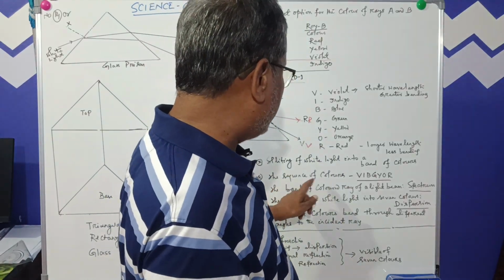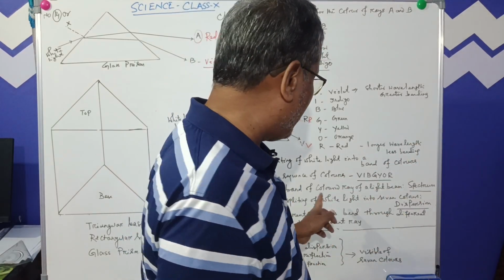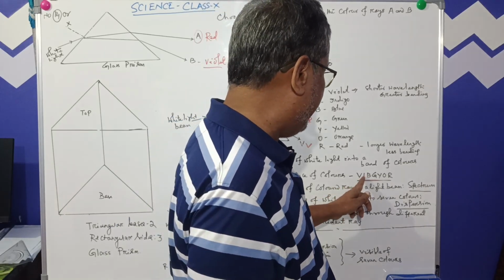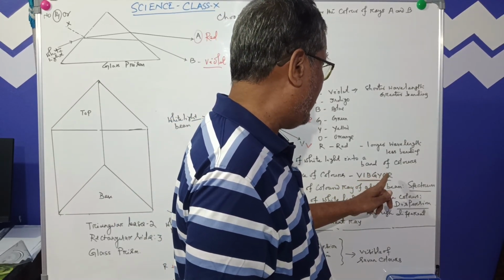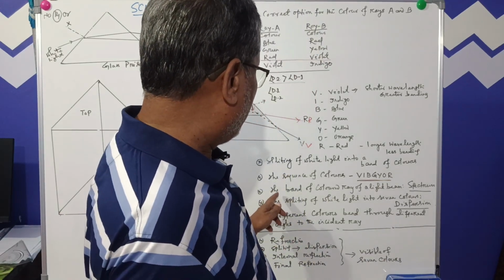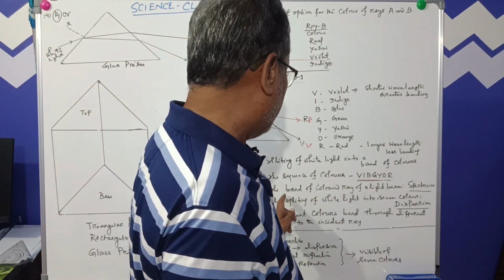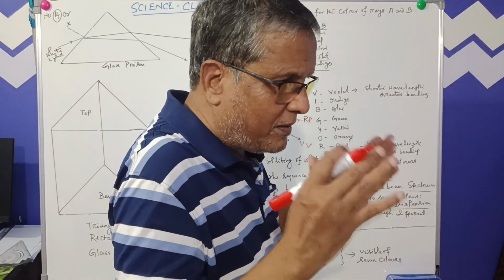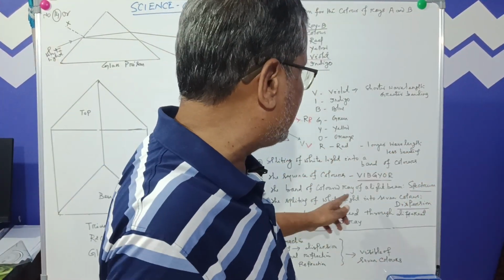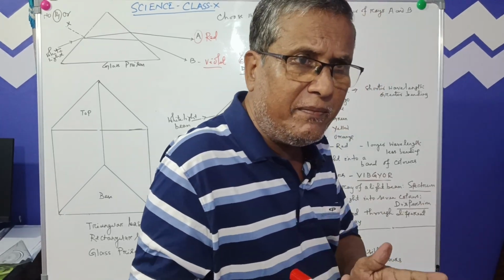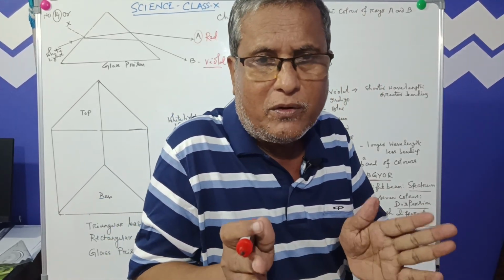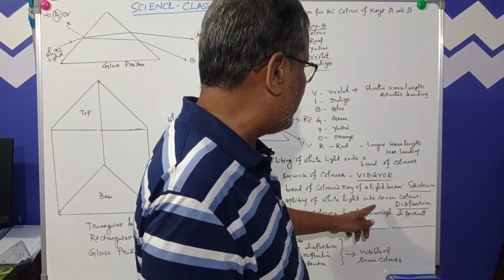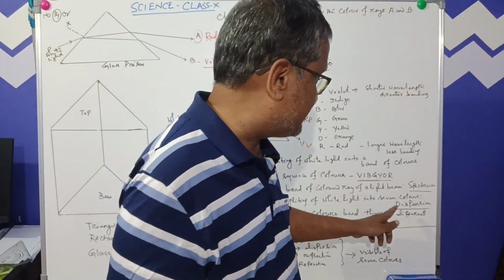And the sequence of colors, as an acronym you remember VIBGYOR. V for violet, indigo, blue, green, yellow, orange and red. And the band of colored rays, the combination of 7 colors, that band is called the spectrum of a white beam. When white light splits into a band of 7 colors, that is called spectrum. And the splitting of white light into 7 colors is called dispersion.